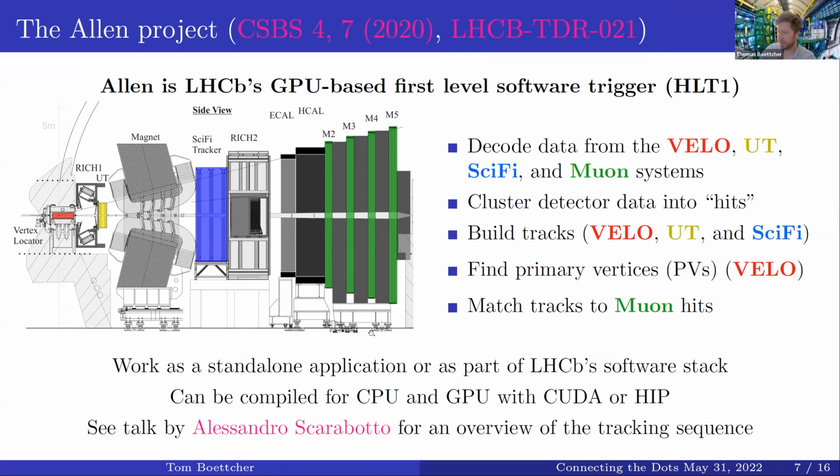And Allen works as a standalone application or as part of LHCb's software stack. And it can be compiled for CPU and GPU, with CUDA for NVIDIA cards or HIP for AMD cards. And if you want to see a detailed overview of this tracking sequence, there will be a nice talk by Alessandro later in the week.